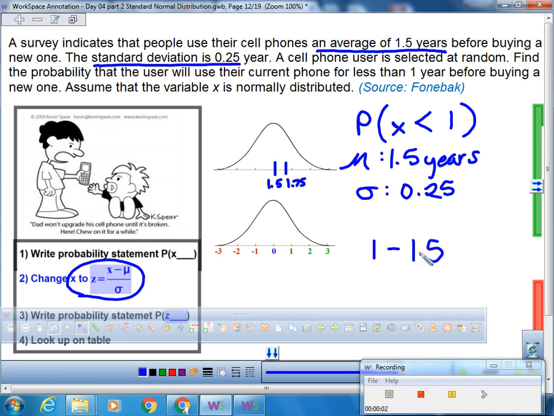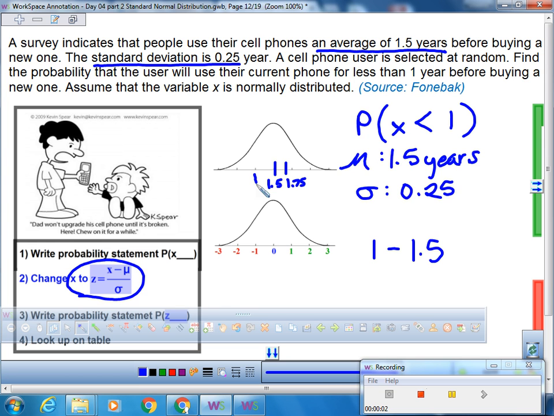Now let's think about this a little bit. From 1.5, if I were to take one standard deviation going to the left, it would be 1.25, and then one more, it would be 1. So it actually is one of those perfect numbers. We're 2 standard deviations over, so when I get this z-score, I should get a 2. Correct? You guys make sense of that?